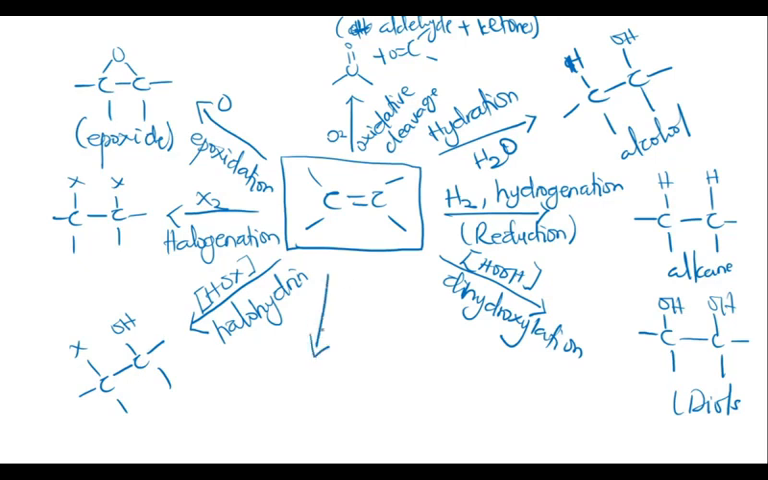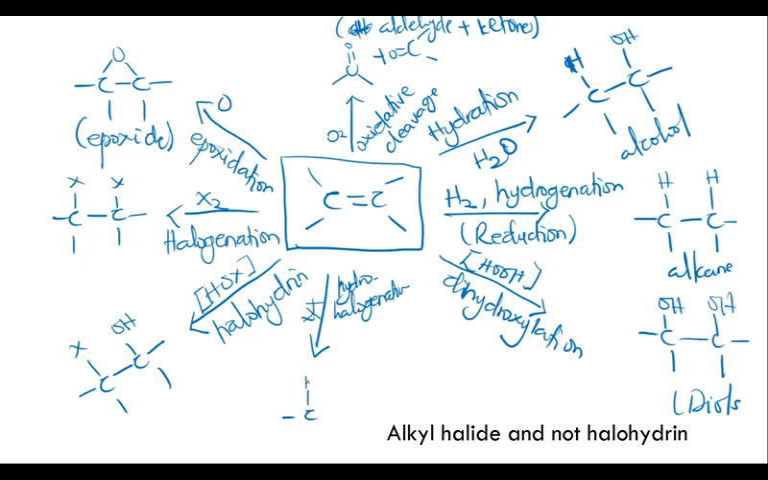Okay, so if we add HX, a hydrogen halide, we call this hydrohalogenation reaction. So this is what? Hydrohalogenation. So we have this with our H over here, and then a carbon with an X, or our halogen, over here.